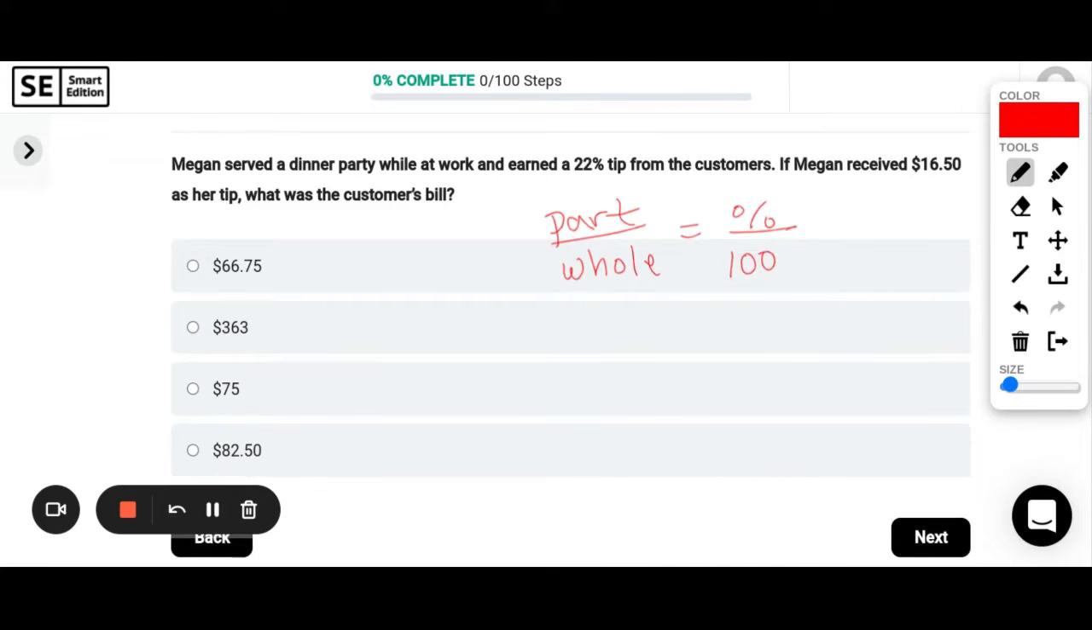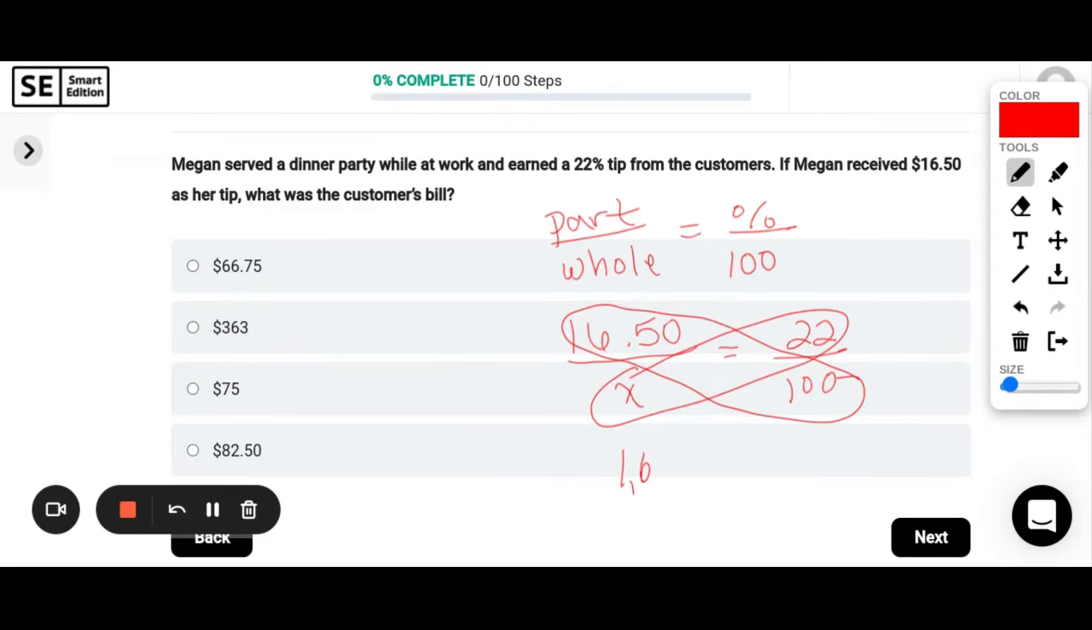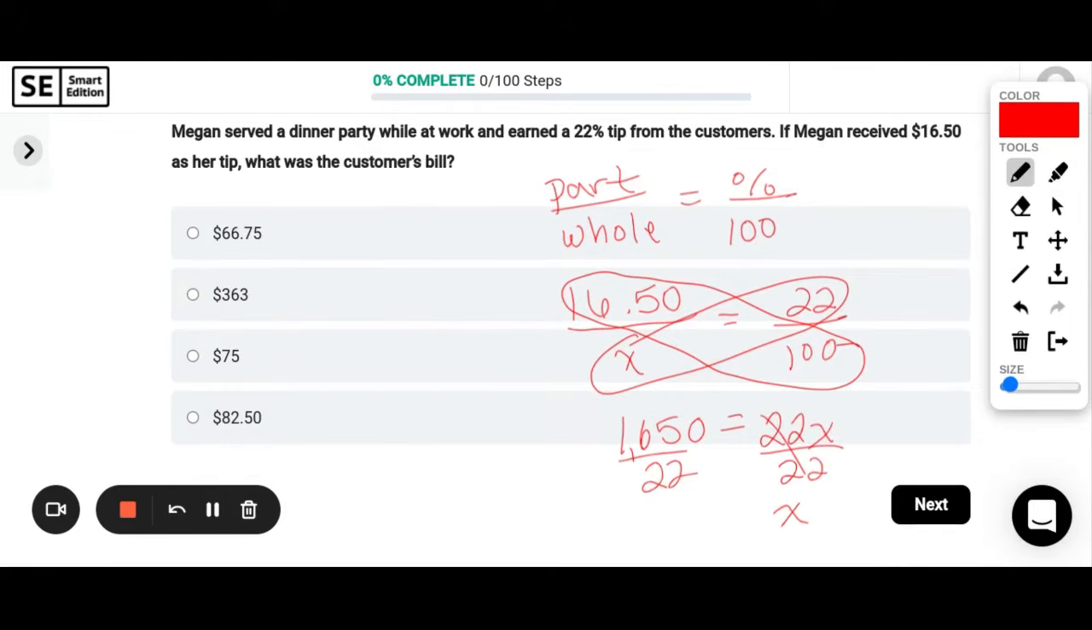So in this case, my part is her tip. Okay. And the whole would be the whole bill, which we don't know. So I'm going to give that the variable x, and that needs to equal 22 out of 100. So from here, I can cross multiply and get 1,650 equals 22 times x. And if I divide each side by 22, my final answer will be x equals 75. So that means that the customer's bill is $75.